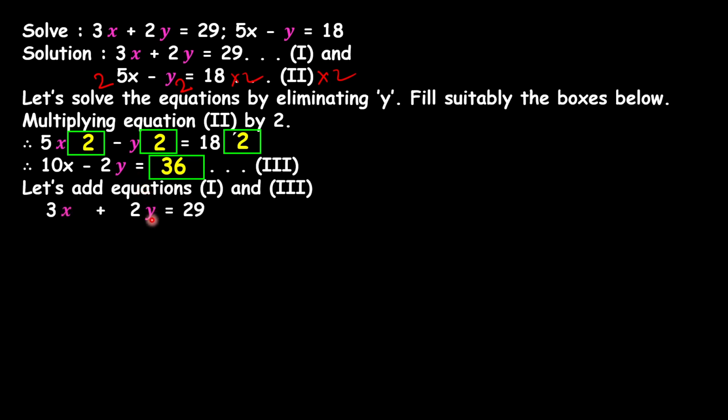Equation 1 is 3x plus 2y is equal to 29 and equation 3 is 10x minus 2y is equal to 36.